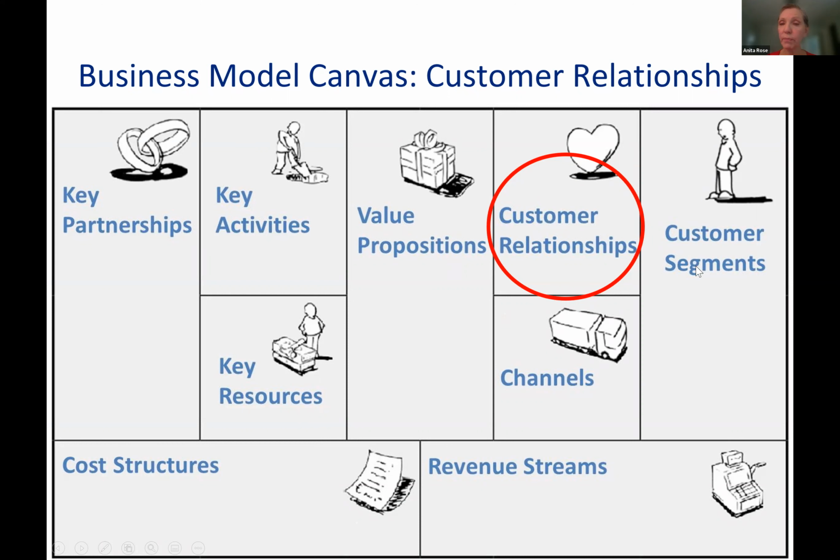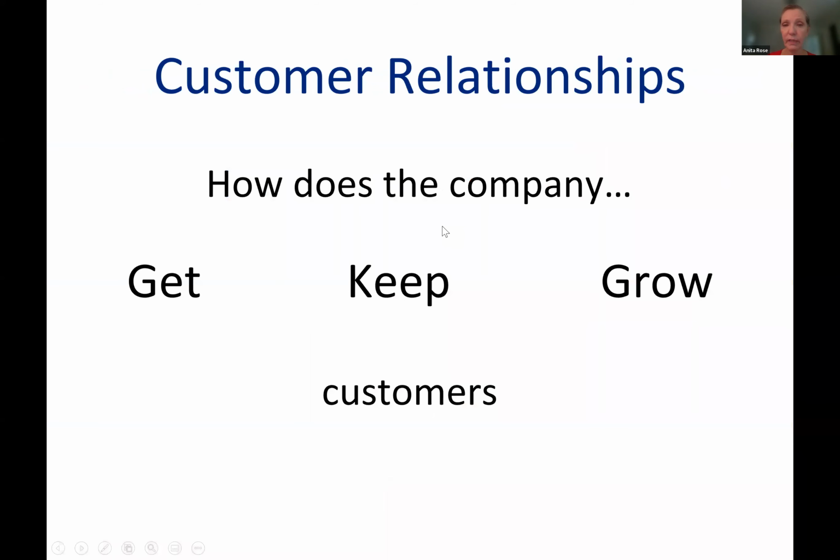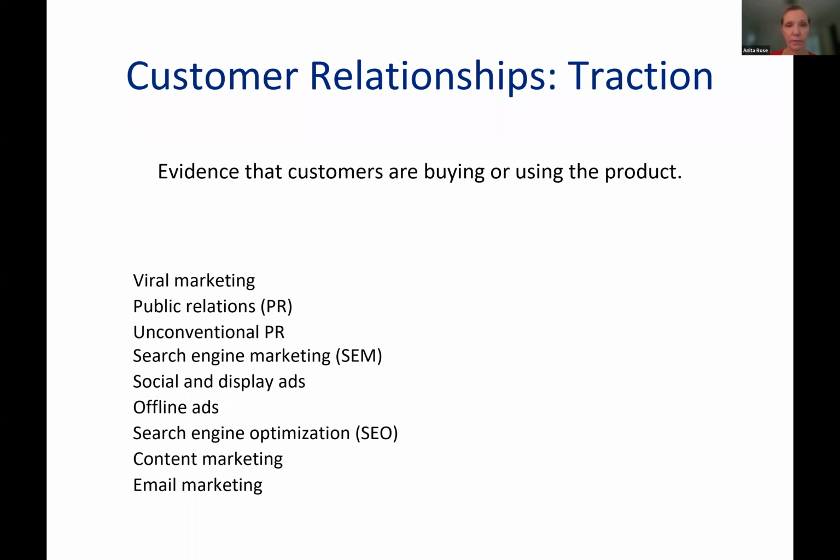What is the relationship that we have with this customer? So we're looking at that. Again, this is the front end section. We're looking at how we get the customers, right? What are we doing to get them? How do we keep them? And how do we grow our customers? So that's what we're looking at. How do we have a relationship with our customers? Get, keep, and grow customers.